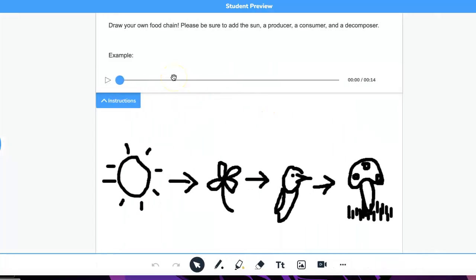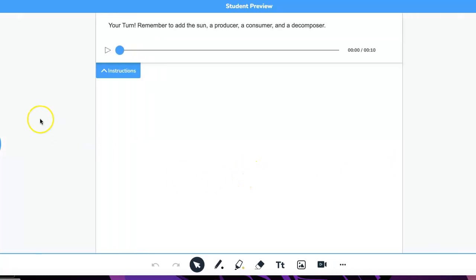In my next slide, I incorporated another activity where students can demonstrate and draw their own food chain. First, I provided an example of myself doing one, so they have something to reference and they know what the expectations are. And the next slide, this is a space where they can create their own.